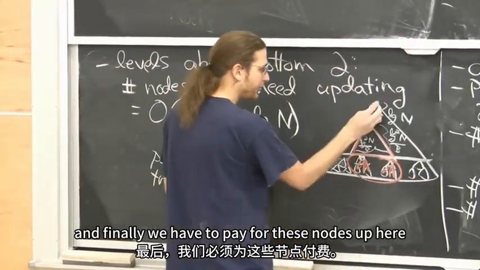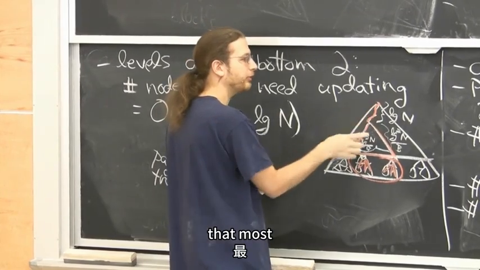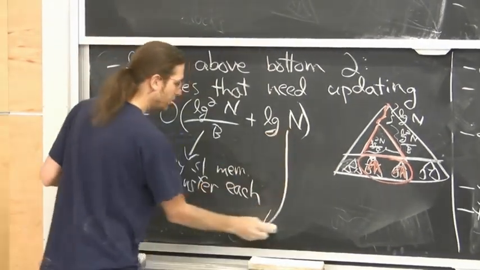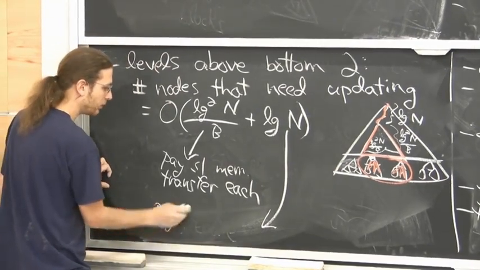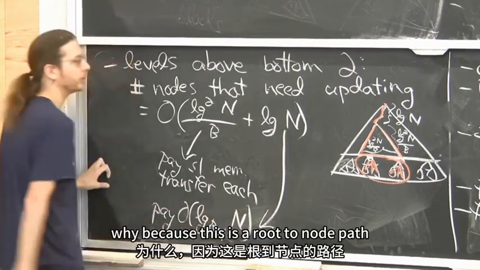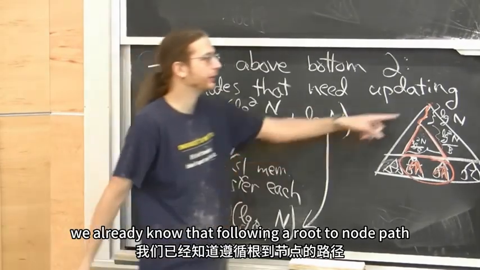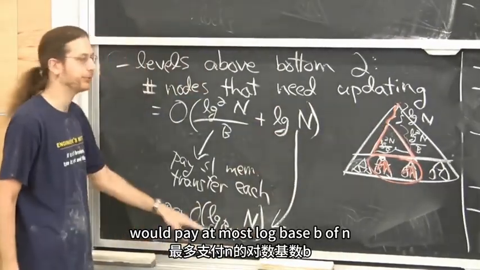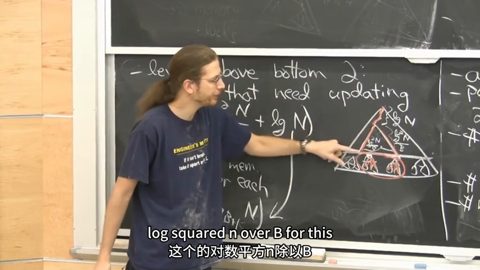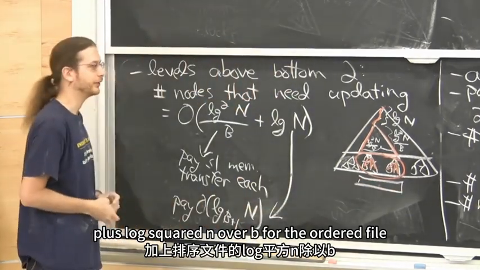And finally, we have to pay for these nodes up here, which are from the common ancestors of these guys, up to the root. And that has length at most log n, could be smaller if this was a big interval. So for these guys, we pay order log base b of n. Why? Because this is a root to node path. And this is the static analysis. We already know that following a root to node path, we pay at most log base b of n. Okay, so we pay log base b of n plus log squared n over b for this, plus log squared n over b for this, plus log squared n over b for the ordered file.